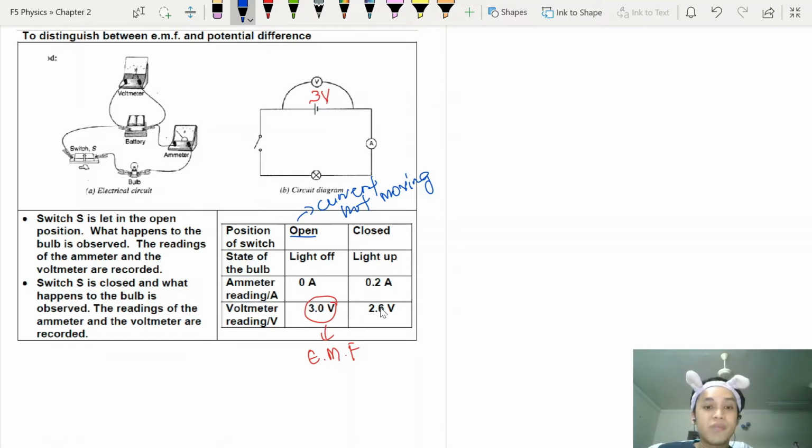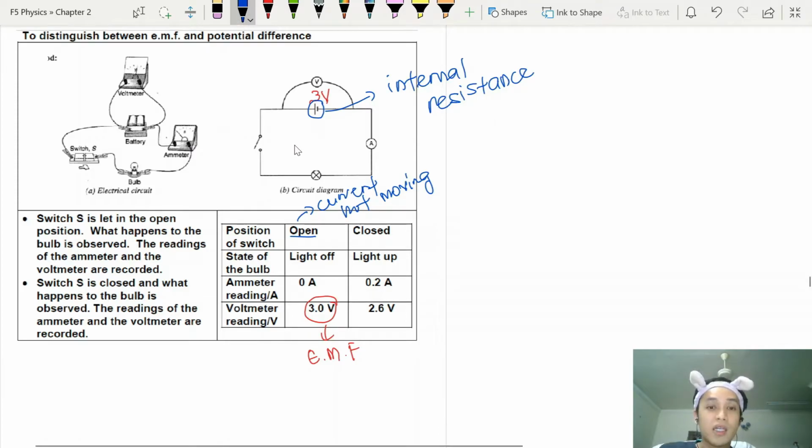The reason is because inside the battery we have what we call the internal resistance. If you remember the meaning of resistance, it is something that stops you from moving. Now in an electrical circuit there are two types of resistance. One is called external resistance.